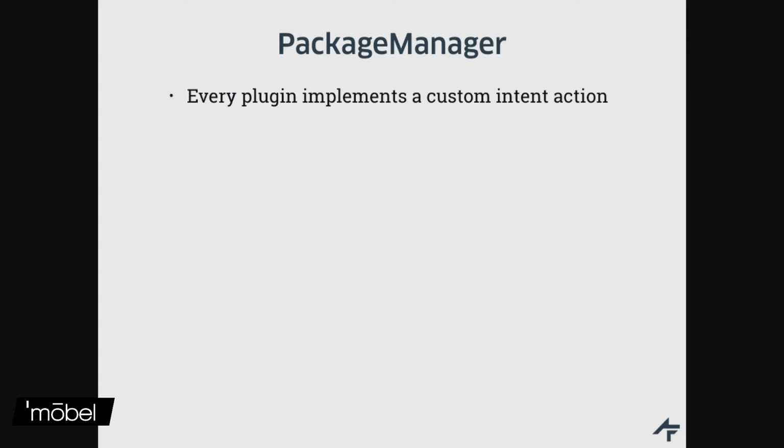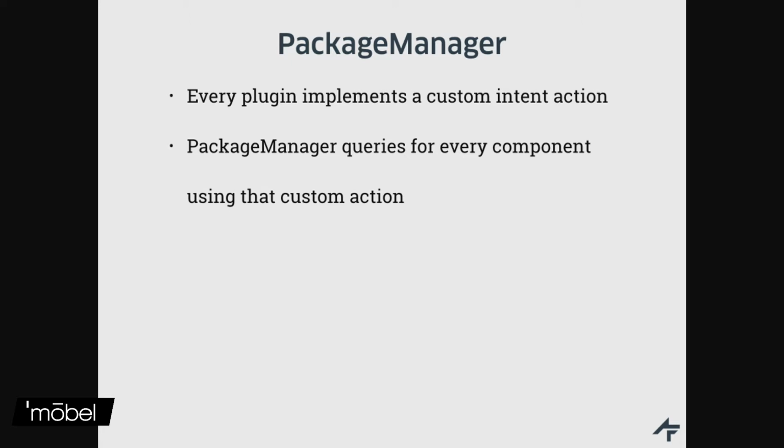So every plugin is going to implement a custom intent action. I'm going to show some code after this package manager part. The package manager queries for every component using that custom action. So you can ask your package manager, hey, are there any apps that have defined this custom action? And you can also easily get the metadata of that component or extension or plugin, so that you could get API levels or a name for that plugin without waking up the app.